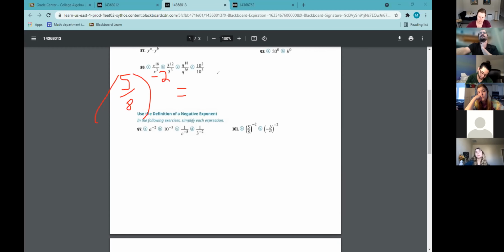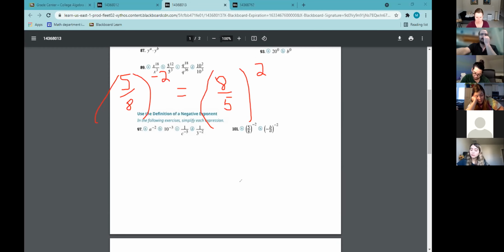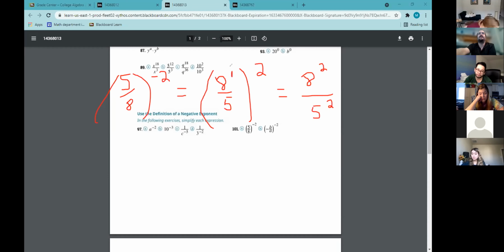I rewrote it. So I wrote 8 over 5 to the exponent of 2. So what happened? You took that negative and flipped this thing. Yes. And then it's 8 to the power of 2 over 5 to the power of 2. So if I wanted, I could write 8/5 times 8/5. There's this other thing I can do, like a distribution thing that happens here. And just to recheck, I'm multiplying those things.